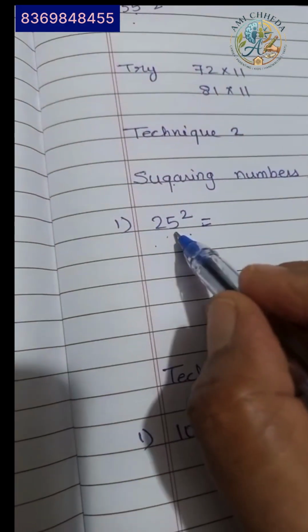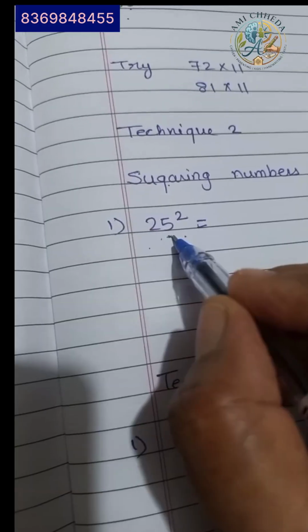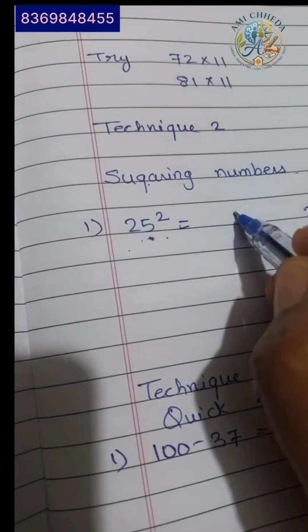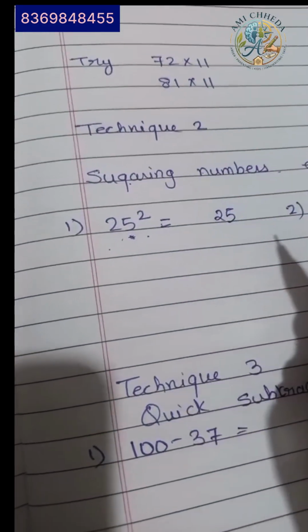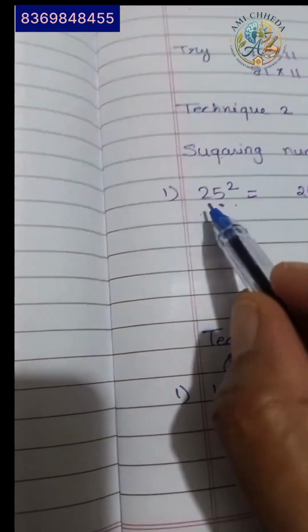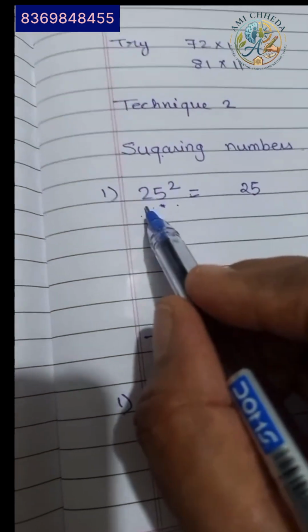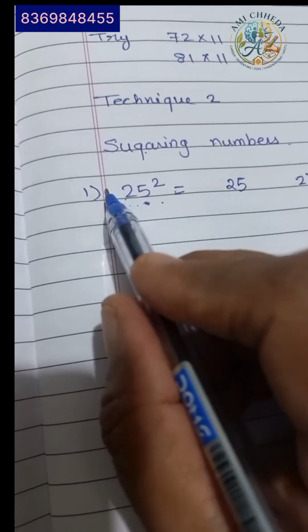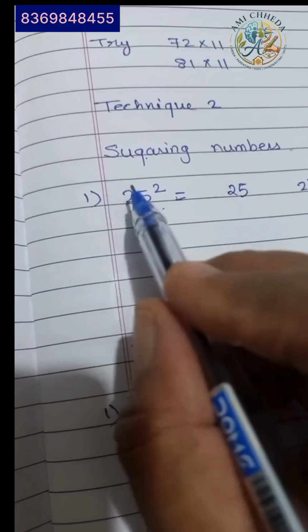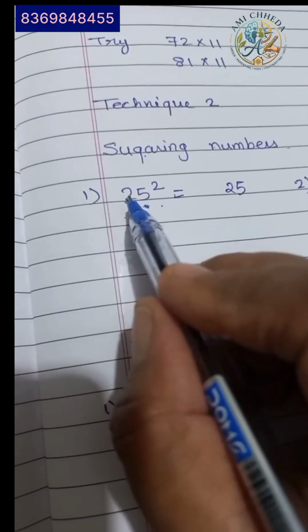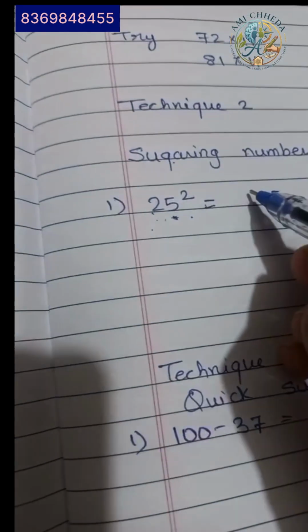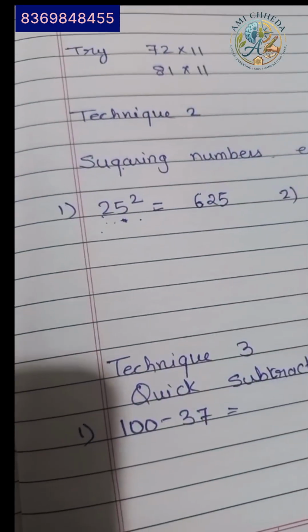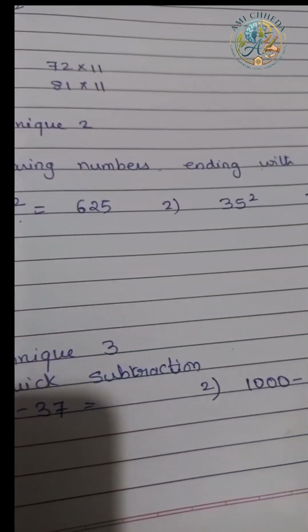Now what do you have to do? You have to write the square of the last digit, that is 5. So the square of the last digit is 25. Now what is the number in the tens place? It is 2. What is the successor of this tens place number? 3. So multiply that successor with this number. 2 into 3, that is 6. So it is 625.